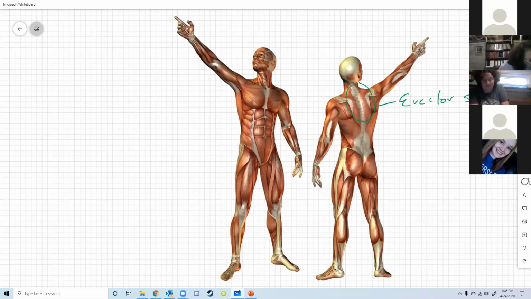And then I've already kind of talked to you about this latissimus dorsi here, also known as the swimmer's muscle. Latissimus dorsi, I'm sorry.